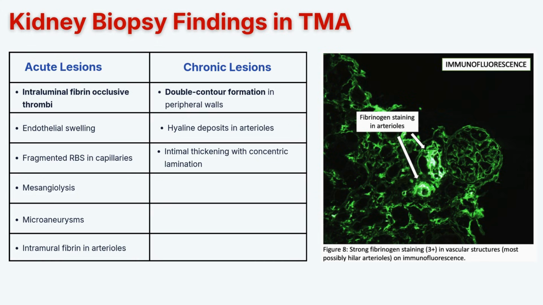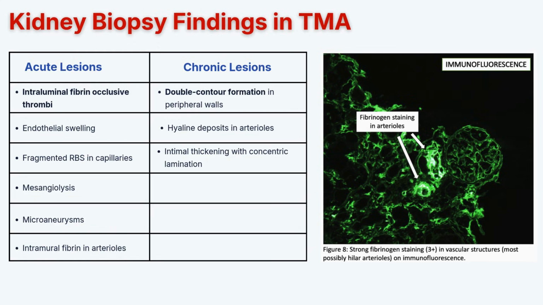Now moving to the chronic changes. Here, the biopsy reflects ongoing or prior vascular injury. We see double contour formation along the peripheral capillary walls, hyaline deposits within arterioles, and progressive intimal thickening with concentric lamination. Now let's focus on the immunofluorescence image on the right.